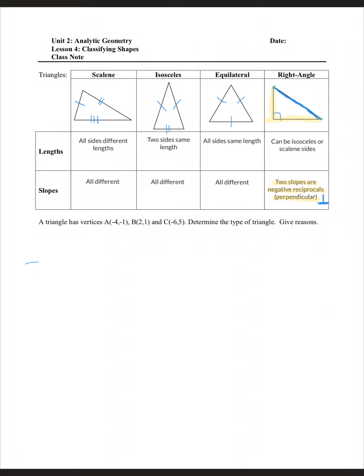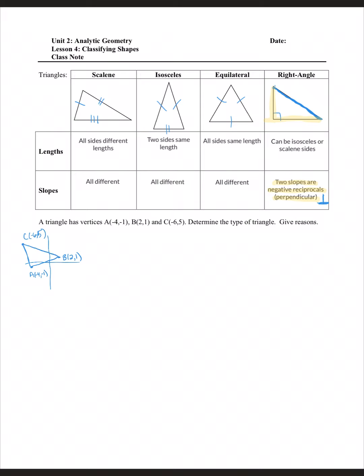If I was going to draw a plane, we're going to say that -4, 1 is going to be somewhere here. Point B is at 2, 1, so let's say somewhere here. Just a rough sketch. And C is going to be at -6, 5. Okay, we have some type of triangle. We need to determine what kind of triangle we have.